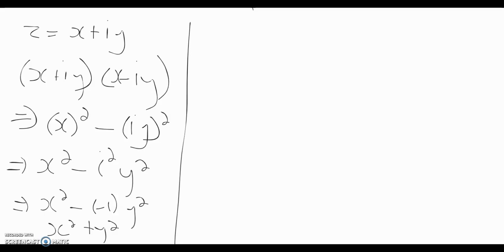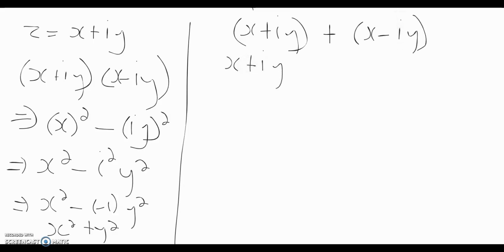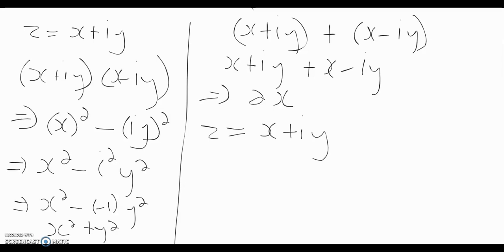Now, let us go again, and this time I'm going to have x plus iy, and I'm going to add it to x minus iy. So I'm going to have x plus iy plus x minus iy. Now, looking at this, x plus x is 2x, and iy minus iy is going to give me 0. There's a special name given to this set. So if we say that z is equal to x plus iy, x minus iy is what we call the conjugate. So this is called the conjugate.